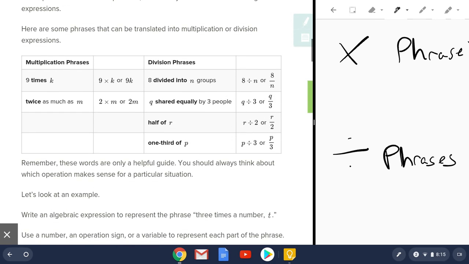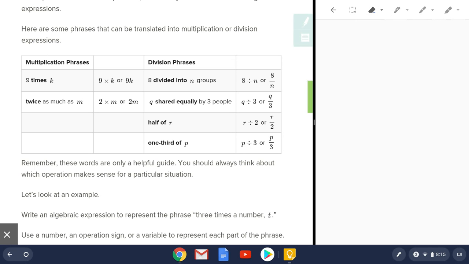Alrighty. So getting back into it, you should have written down your multiplication and division phrases. If you have not done that, again, pause the video, do that now. Remember that these words are only a helpful guide. You can always think about which operation makes sense for a particular situation. So let's go through here.